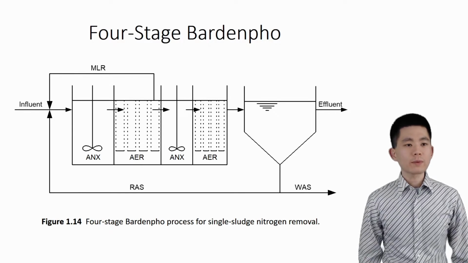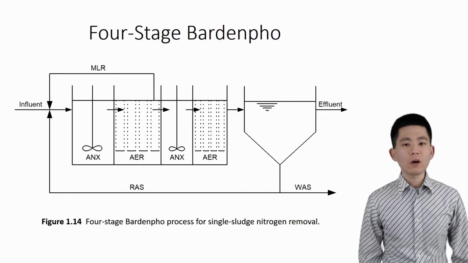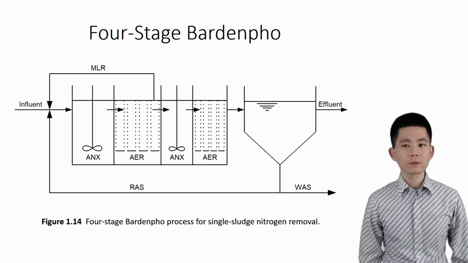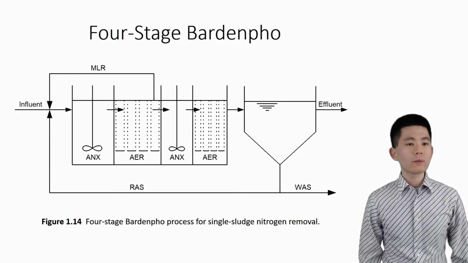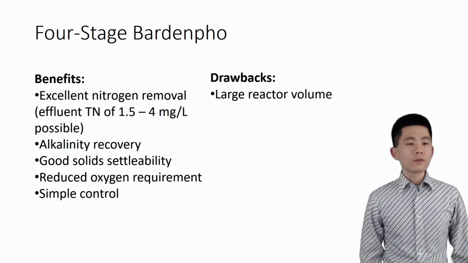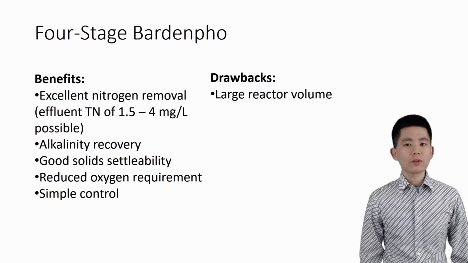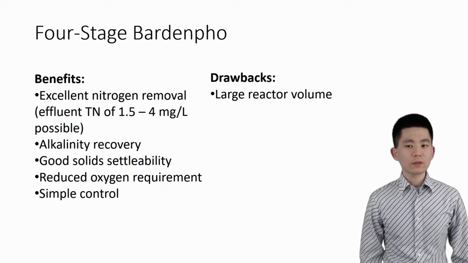The soluble substrates produced from the slow hydrolysis of particulates are also used as electron donor in this zone. And the final aerobic zone scrubs the residual soluble substrates and ensures high settleability. The four-stage Bardenpho system can achieve very low TN concentration in the effluent, but at the expense of large reactor volume.